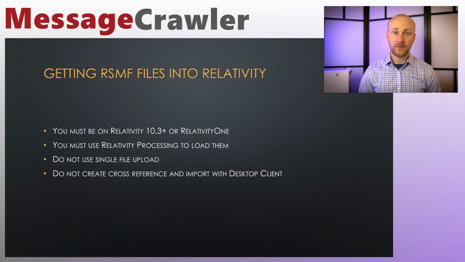To load RSMF files into Relativity, you need to use Relativity processing. That is the tool that will take those files, open them up, read that JSON file inside, organize everything, pull out attachments, and make everything look nice and pretty. If you were to use single file upload, you will not get attachments. Also, don't try to create a cross-reference, like a dir list, and load them in. That will not work either. Relativity processing is the only way to go.